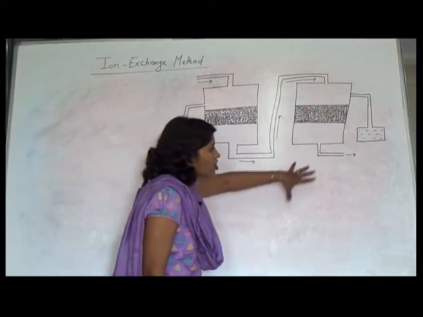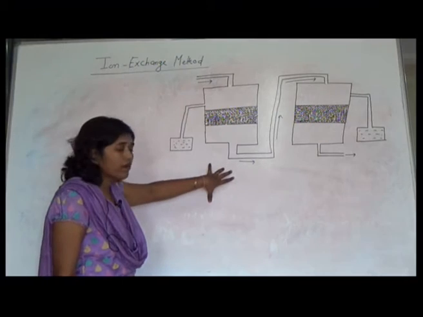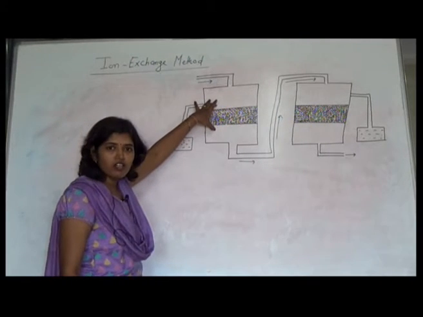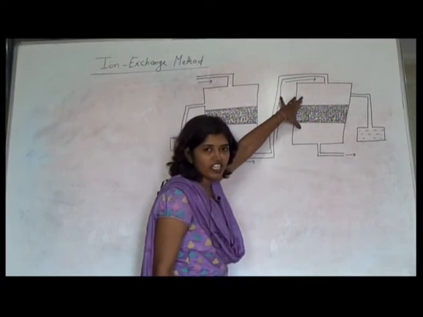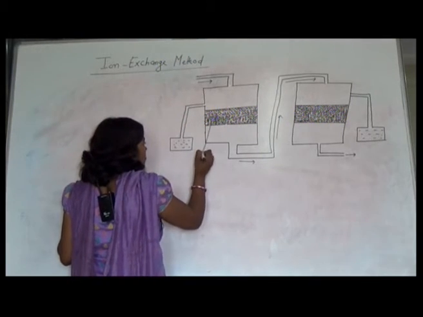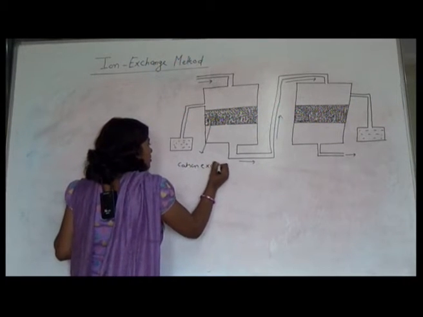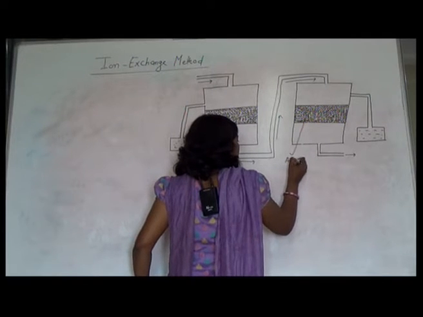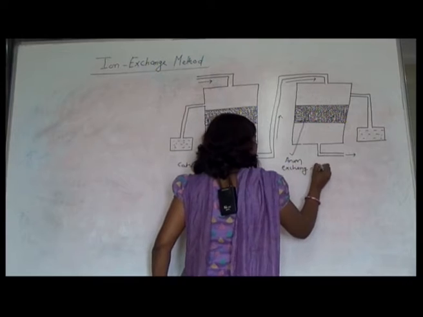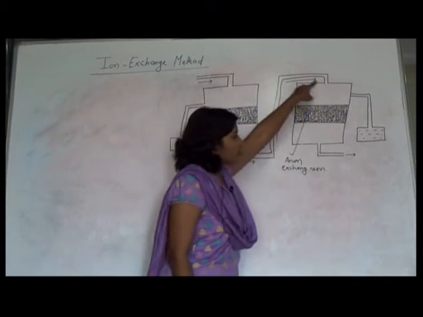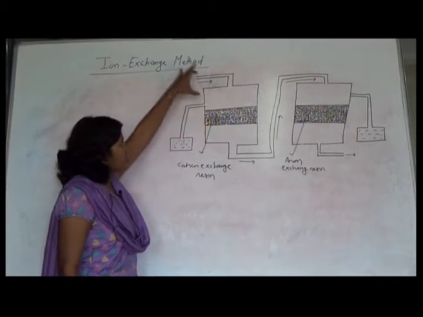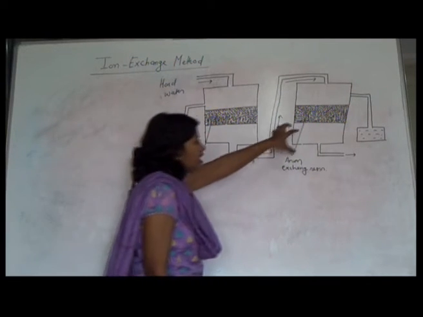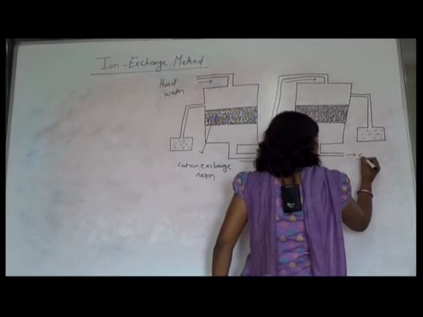Now, this is the construction of the plant or equipment used for this method. If you see here, this is the first tower, or first column, which is filled with the cation exchange resin, and the second column is filled with the anion exchange resin. These two columns are attached to each other with the help of a pipeline. The first tower is attached to the inlet for the hard water which is to be softened, and the second column is attached to the outlet for the soft water.